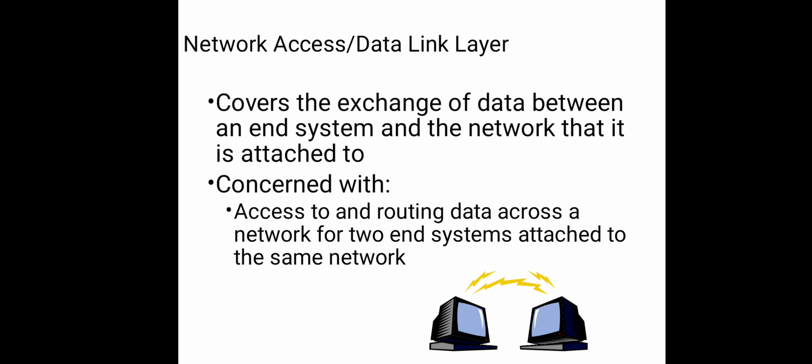Then the network access or data link layer covers the exchange of data between the end system and the network that it is attached to. It is concerned with access to and routing data across a network for two end systems attached to the same network. So it is concerned with the routing.